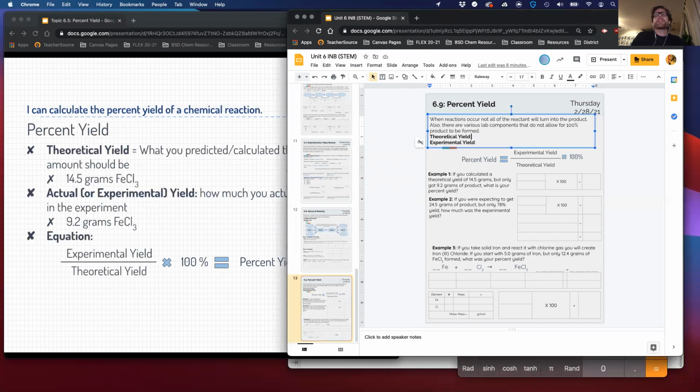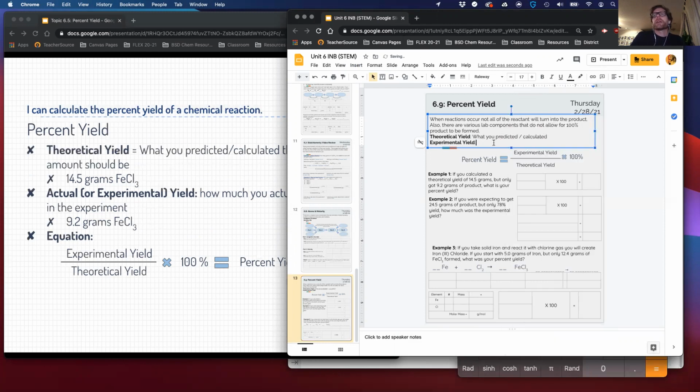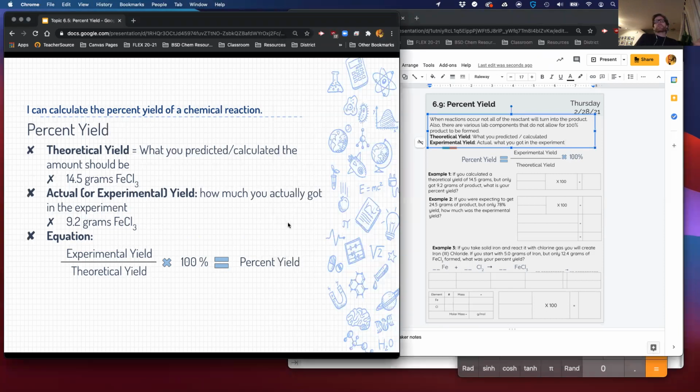The theoretical yield, this right here is what you predicted, aka calculated from doing stoichiometry, where you assume that 100% of the reactants turn into products. And the experimental is the actual, or what you got in the experiment in real life. Okay, and I have to give you some of these numbers in the problem. And to do the equation, the percent yield is equal to the experimental divided by the theoretical, and that's a decimal, and then I multiply it by 100 just to put it into percentages.